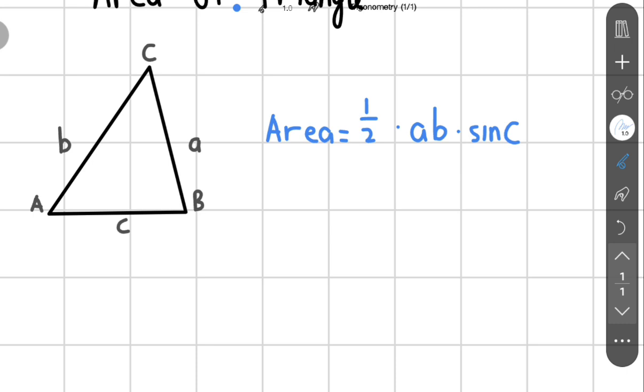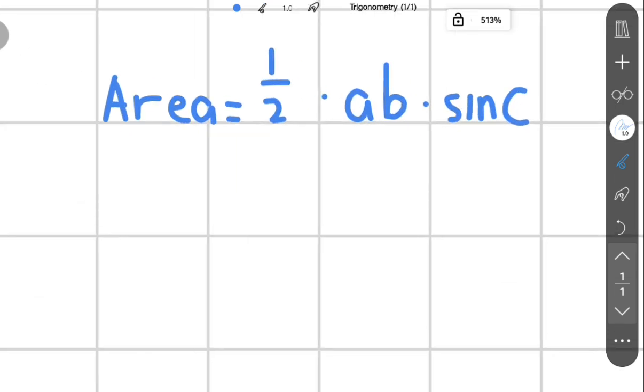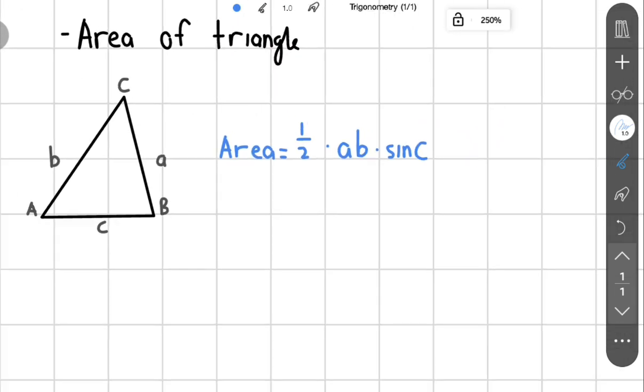Anyways, as I was saying, the formula for the area of any random triangle which is not right angled is similar to the right angle one, which is half times base times height. The only component you're adding is the sine of the angle between the two sides that you're already calculating with. So yeah, that's basically it. Let's solve some questions and see how we could implement these formulas to find missing sides and angles.